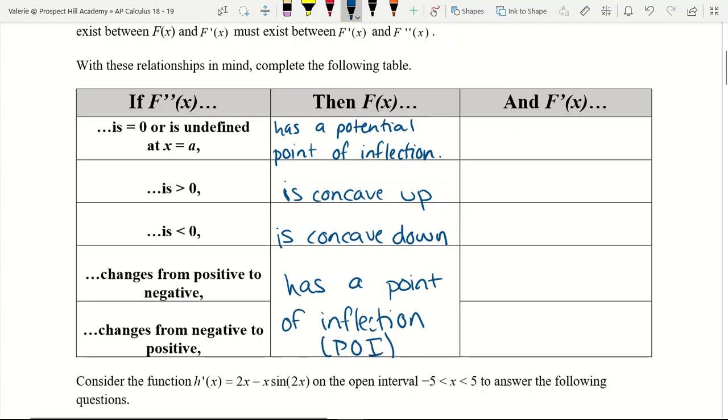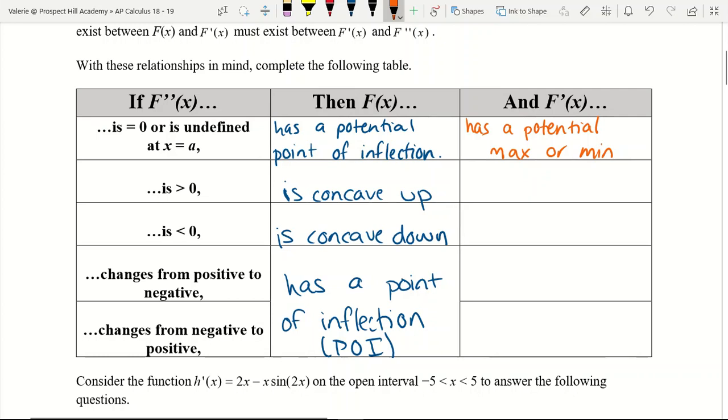Now we're going to look at the relationship between f double prime of x and f prime of x. If f double prime of x is 0 or is undefined at x equals a, then f prime of x has a potential max or min. Remember, the relationship between f double prime of x and f prime of x is the same relationship between f of x and f prime of x. So we're looking at the derivative of a function. It just so happens to be the derivative of a derivative.